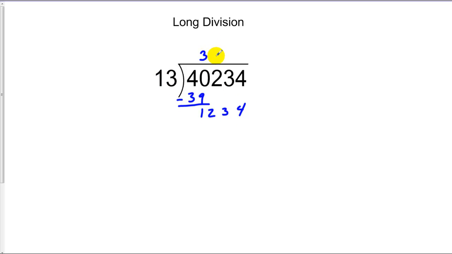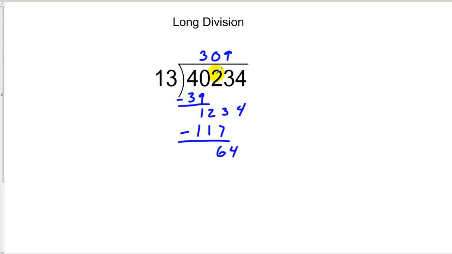No, so what I must do is have a placeholder. And then does 13 go into 123? And of course the answer is yes. Goes in a total of 9 times. And 9 times 13 is 117. Subtract, and you'll notice I have a total of 6 left.